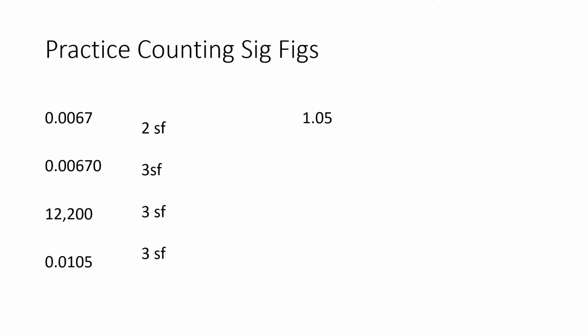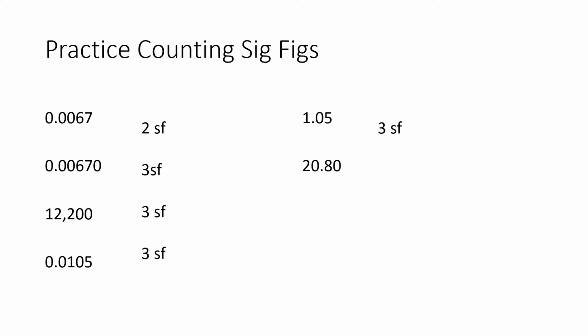Look at 1.05. This yet again has a printed decimal point, so we start on the Pacific, on the left side of the number. The first non-zero digit is the 1, so the 1, the 0, and the 5 count to give this number 3 sig figs.